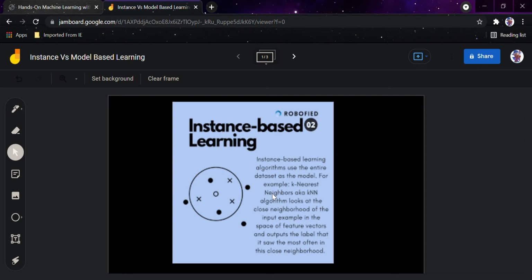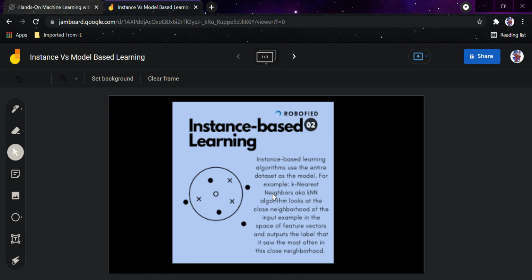Starting with the first approach, which is instance-based learning. This is possibly the most trivial way of learning, simply to learn by heart. You learn something by heart, and that's the best thing you can do for learning. What happens in instance-based learning is the same. In instance-based learning, algorithms use the entire data set as the model. Here you can see it's written, for example, k nearest neighbors. But as you might not know about the nearest neighbor algorithm, I won't be going deep into that. I would simply explain it to you.